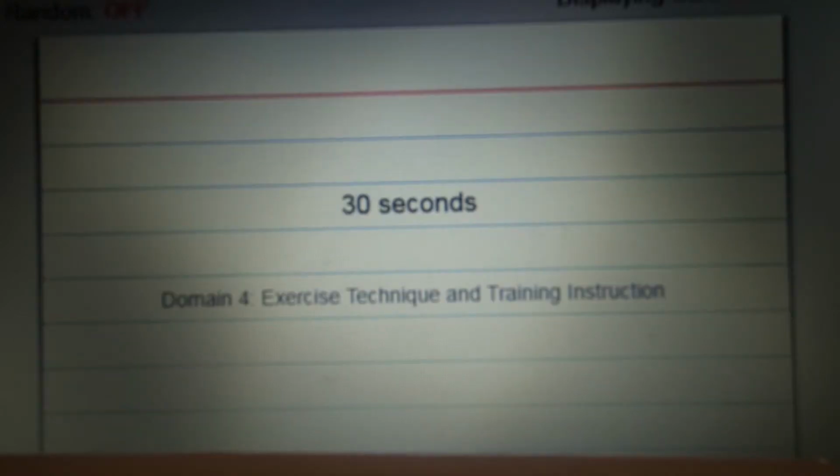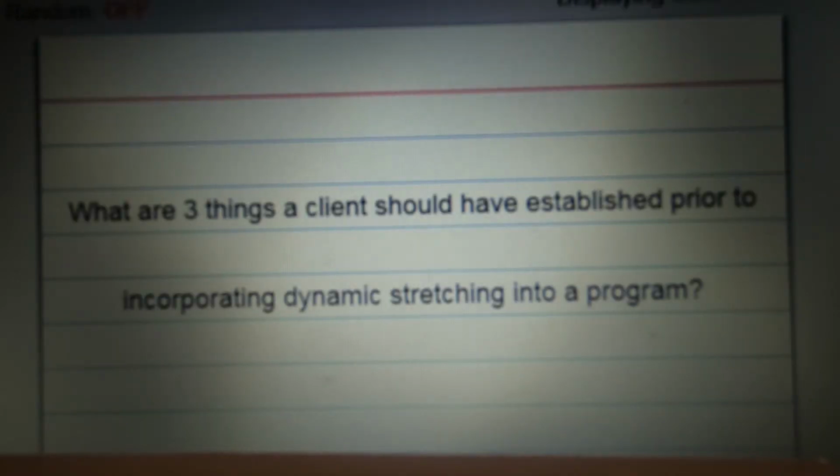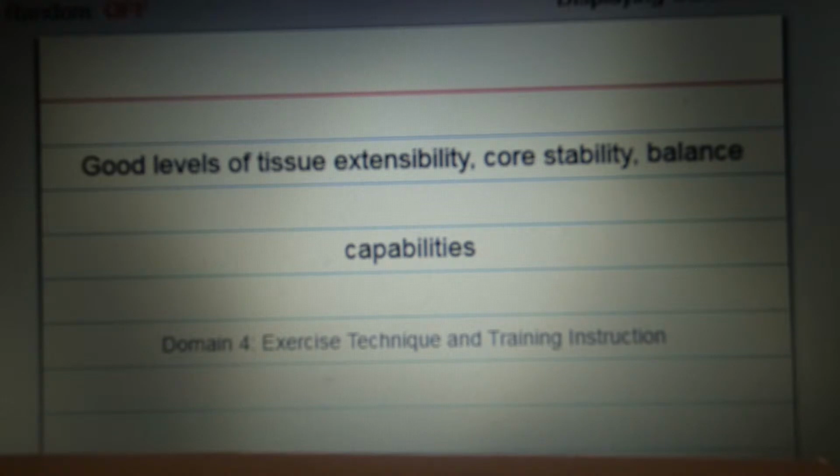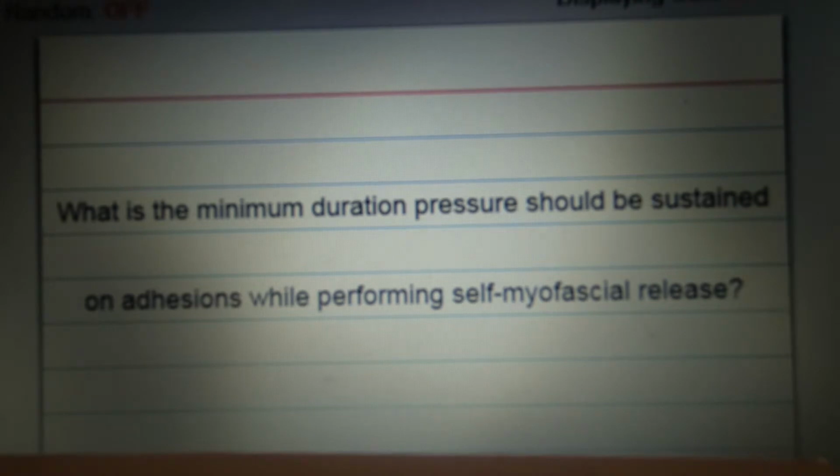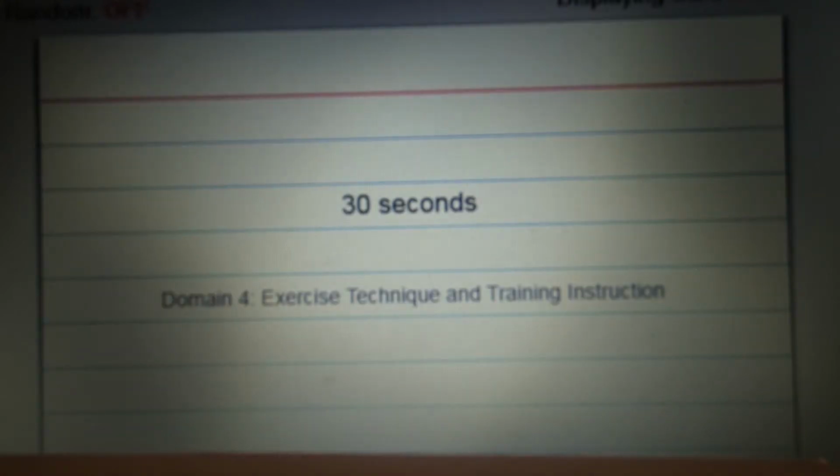What is the minimum amount of time static stretches should be held? 30 seconds. What are 3 things a client should have established prior to incorporating dynamic stretching into a program? Good levels of tissue extensibility, core stability, balance capabilities. What is the minimum duration pressure should be sustained on adhesions while performing myofascial release? 30 seconds.